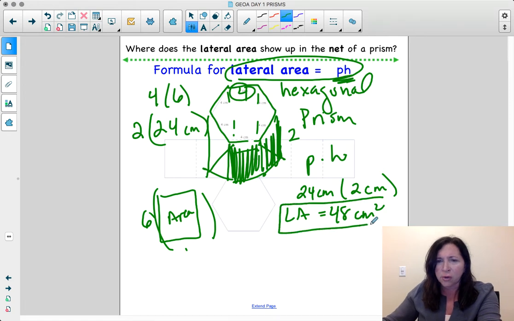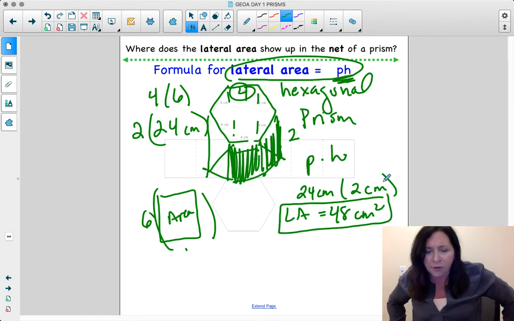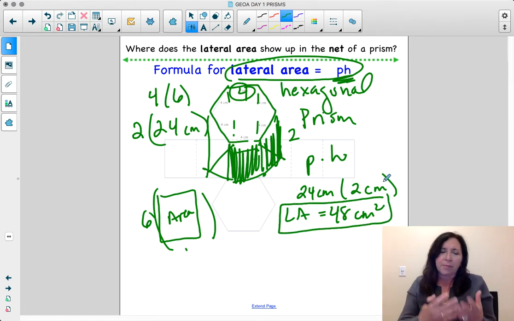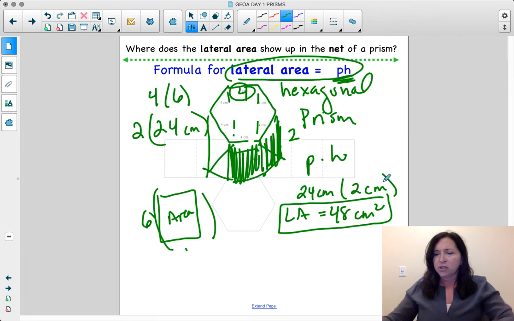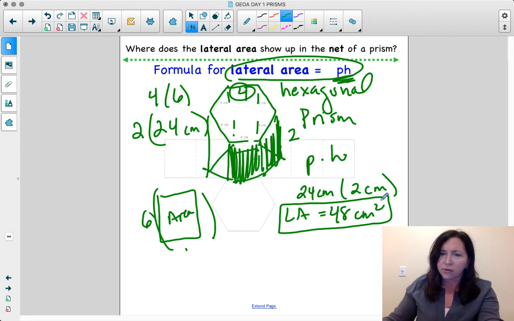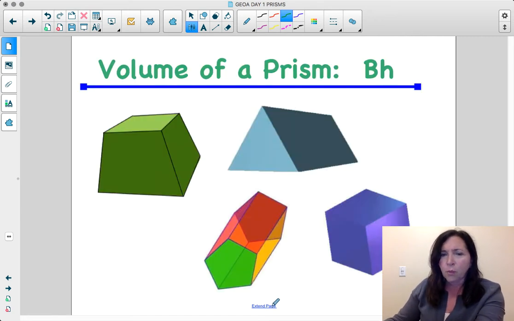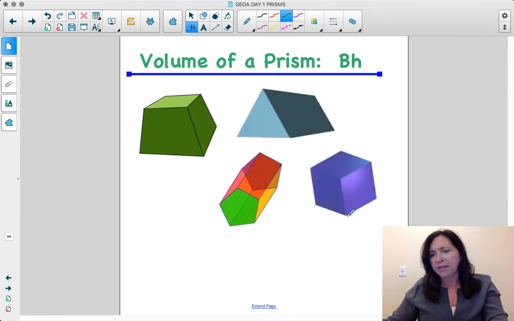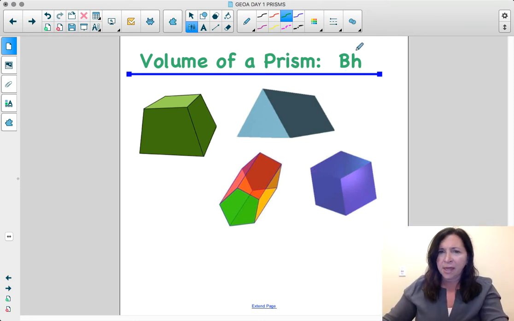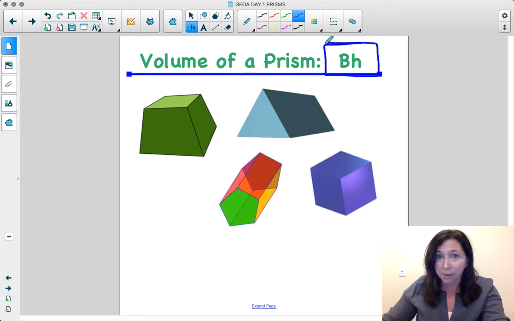And just a note, remember, area is always centimeters squared or units squared. So if you're finding the area or the total area, your answers are always going to be squared. Now, what we're going to talk about in the next portion of this is actually volume of a prism. The volume of a prism has a really cool formula that we want to remember.